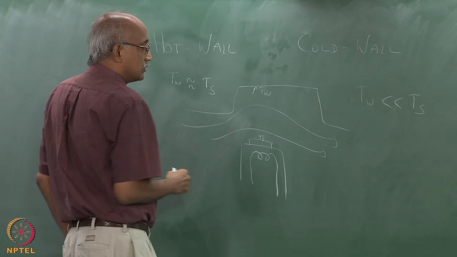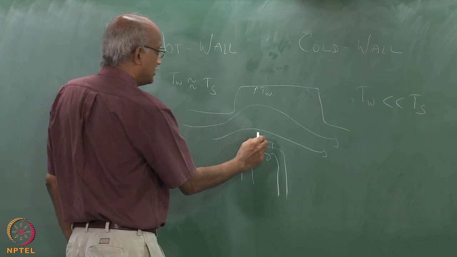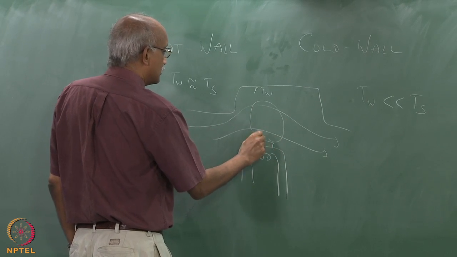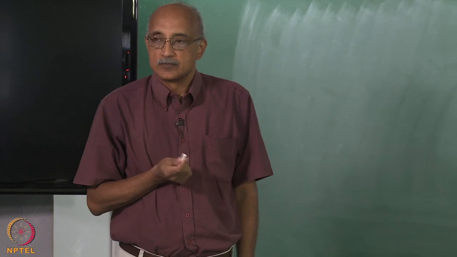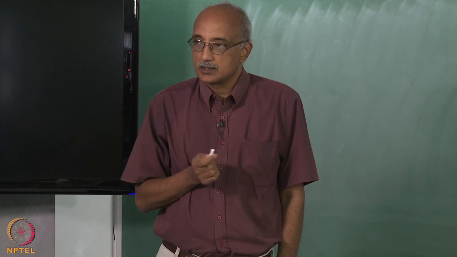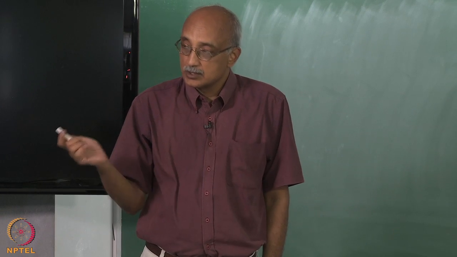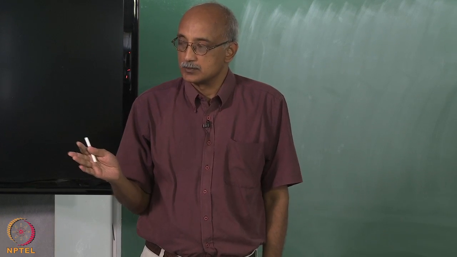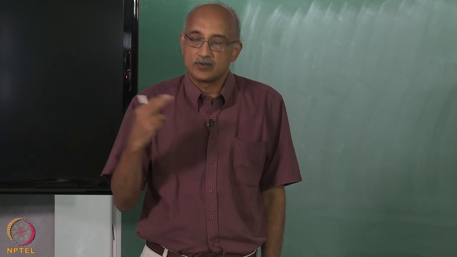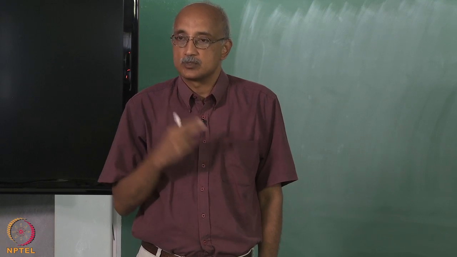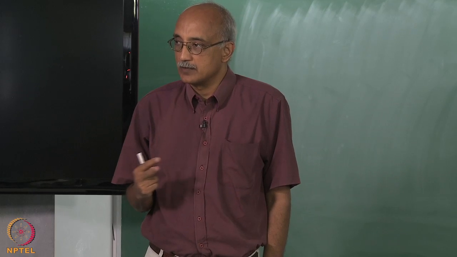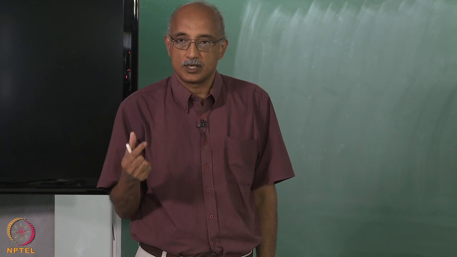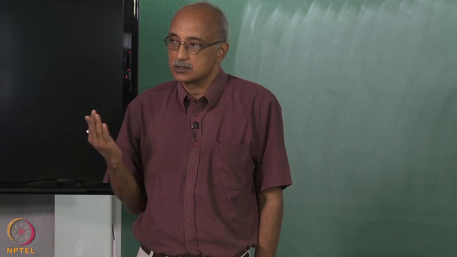When TW is much smaller than TS, you'll start getting these recirculation loops in the system. And as I was mentioning in the last class, that's something you don't want to have. You want flow in a CVD reactor to be unidirectional and laminar as far as possible. You don't want these convection cells or recirculation zones to be set up within the reactor, because that can lead to unpredictable deposition behavior. You may get very thick deposits in certain locations and virtually no deposit in other locations.